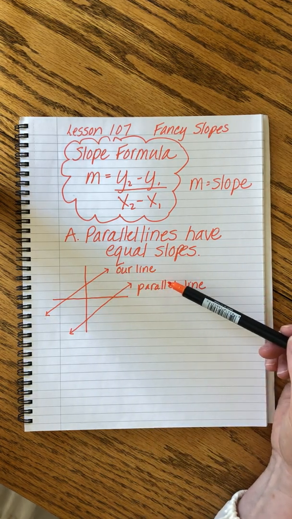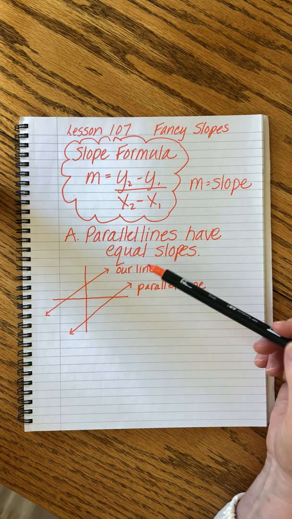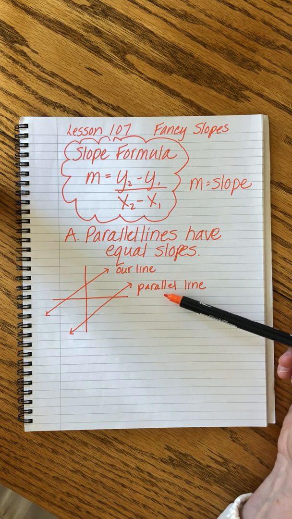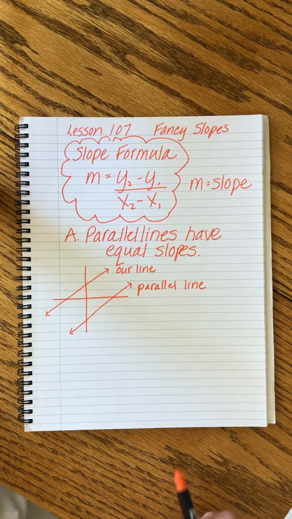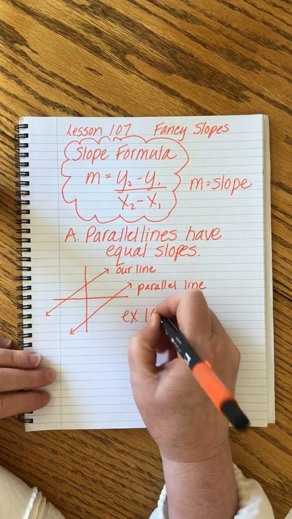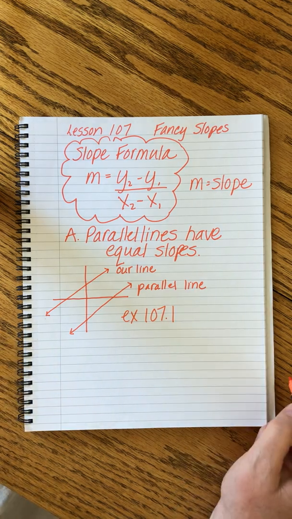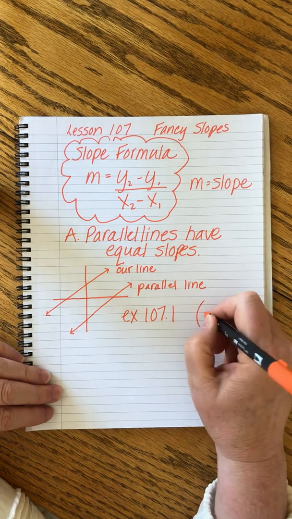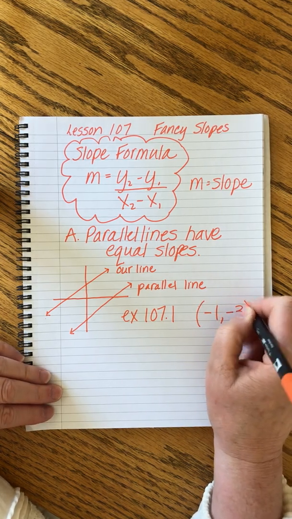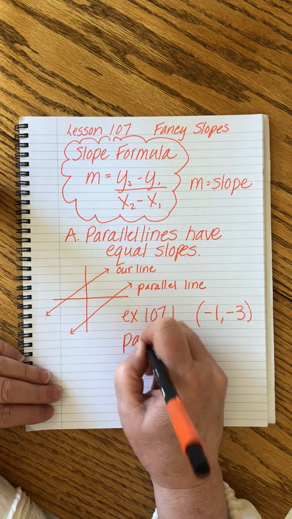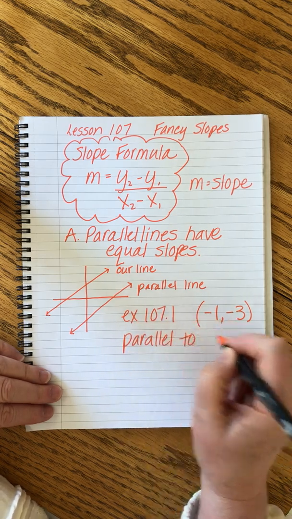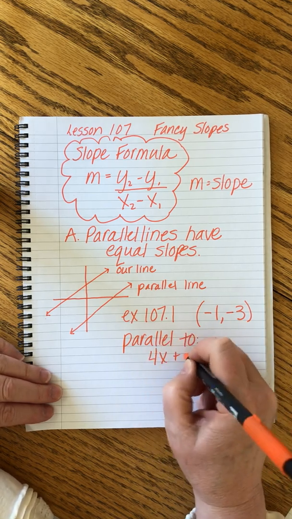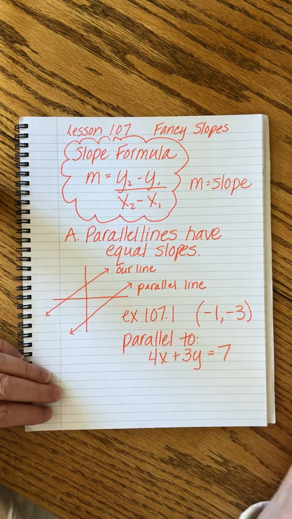So that's going to be the style in several problems, that we're going to be told, find the slope, find the equation of our line, P.S., here's the equation of a parallel line. So let's try that. We'll start with example 107.1, and let me read it to you. Find the equation of the line that goes through (-1, -3) and is parallel to 4x plus 3y equals 7.